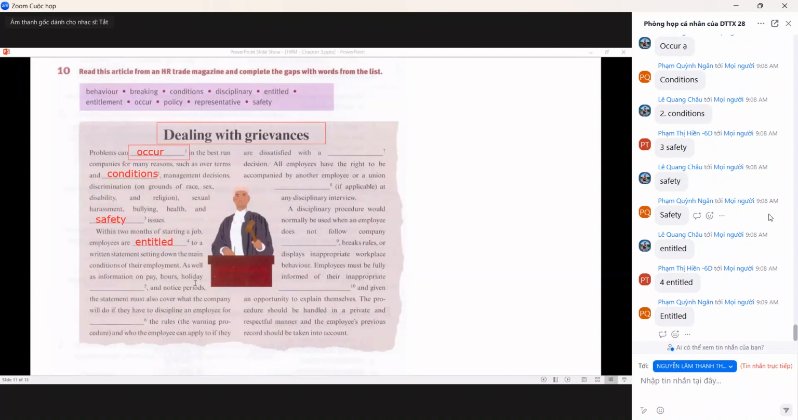Entitled to a written statement setting down the main conditions of their employment, as well as information on pay, hours, holiday.